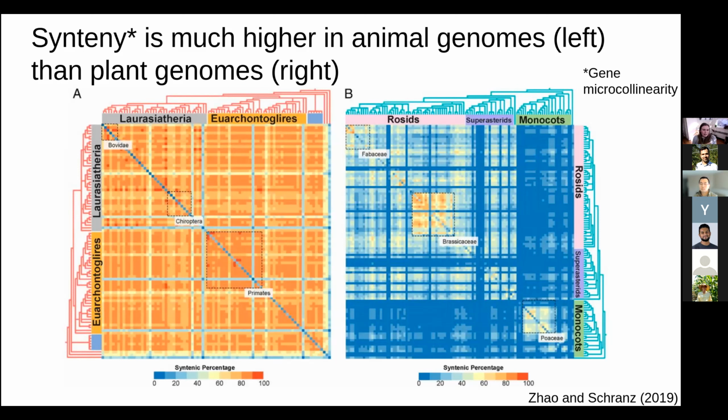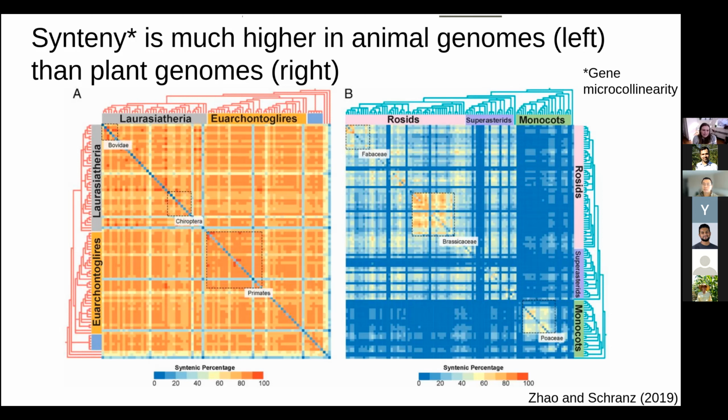And as plant biologists, their definition of synteny is a little bit different than what we're used to. Here, they're using just exact gene microcollinearity. So if you have genes in order along a chromosome, if even just a single one is missing in one or both species comparisons, that's considered non-syntenic.